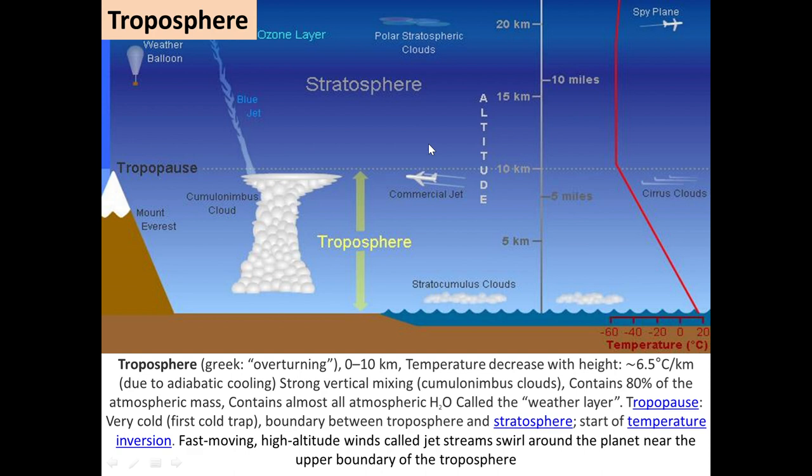Fast moving high altitude winds called jet streams swirl around the planet near the upper boundary of the troposphere. Most atmospheric activities happen in the troposphere. There is rain, jet streams, commercial flights flying, and day-to-day weather activities happening in the troposphere. Okay, then we come to next. Here the temperature is decreasing, up to minus 50 degrees Celsius.